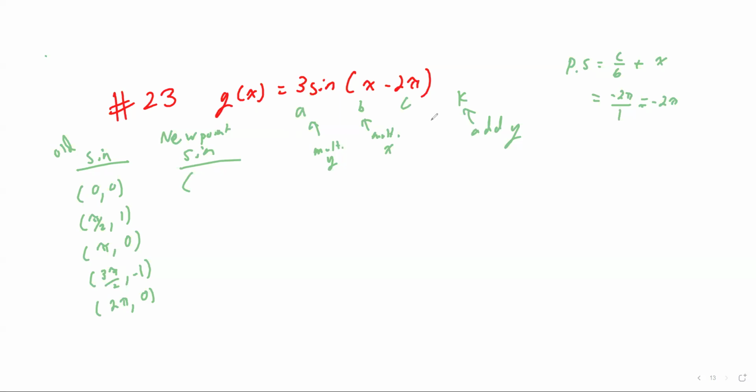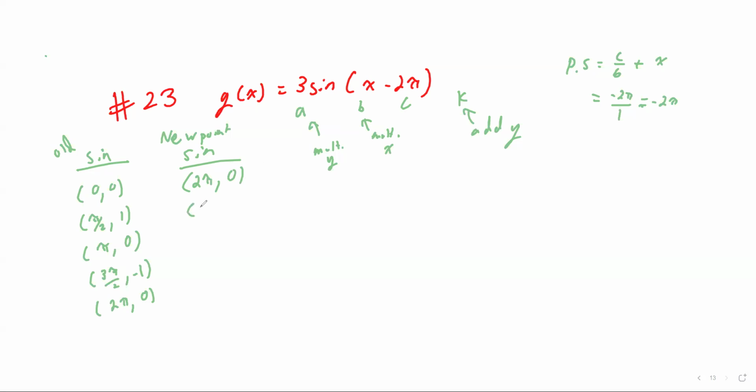So x value, 1 times 0 is 0, and then I'm going to add it to the phase shift. So then that, and again, I go to the right. So that's going to be 2 pi, comma, this time I'm going to take my y value, 3 times 0, and then there's no k. So my new point should be 2 pi, comma, 0.